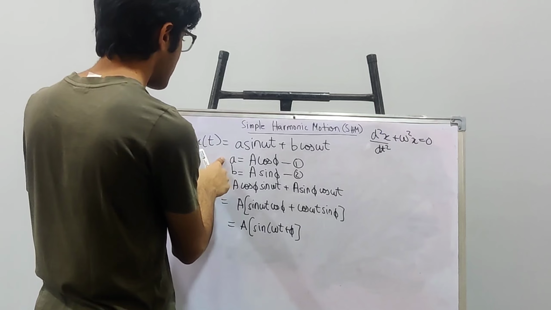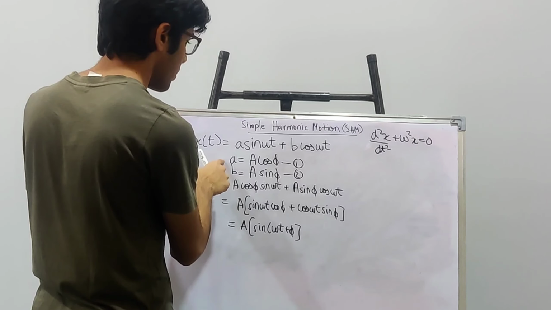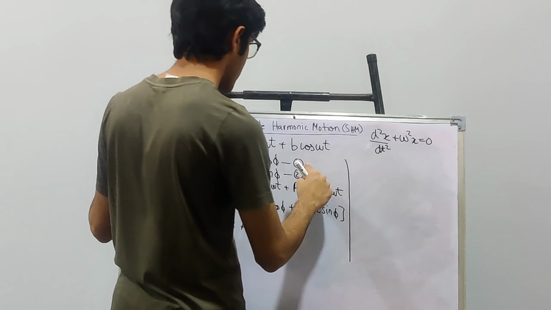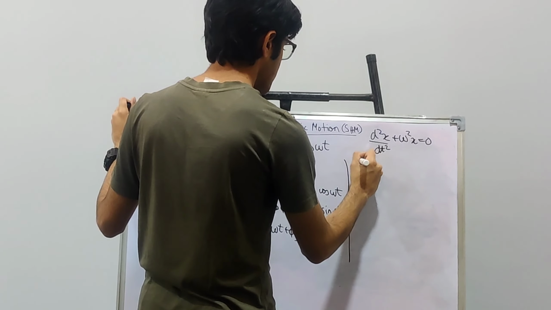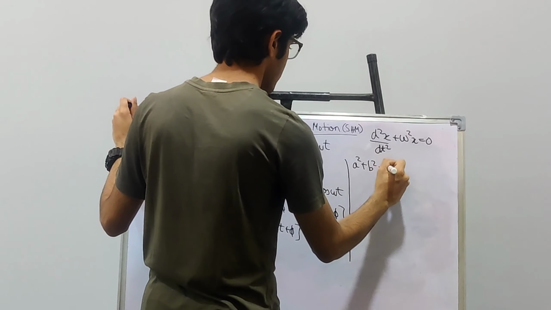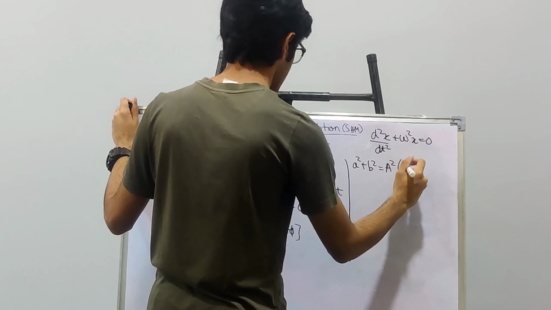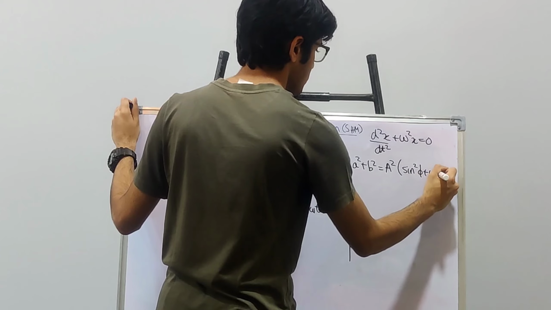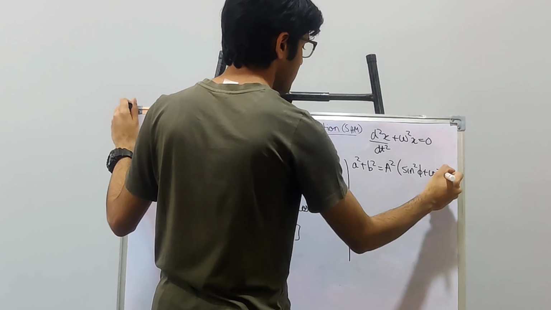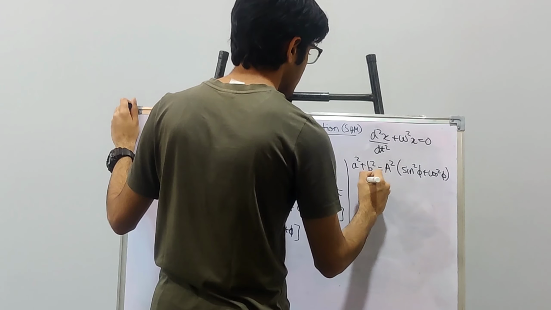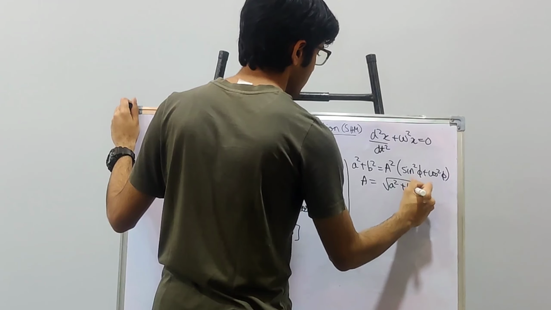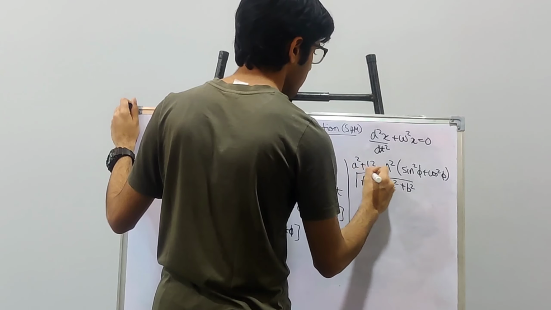let us square and add both of these equations, 1 and 2. When we square and add 1 and 2, we get a square plus b square is equal to capital A square times sin square phi plus cos square phi. Sin square phi plus cos square phi is 1. So our A will become the root of a square plus b square. This will be the amplitude.